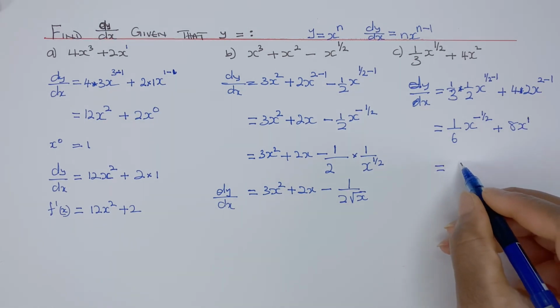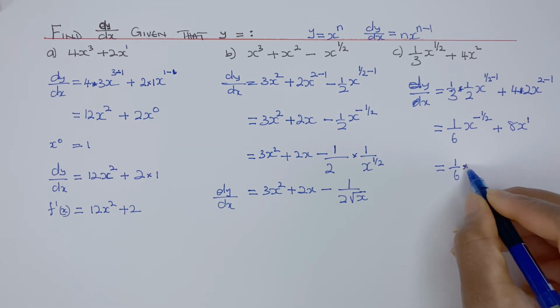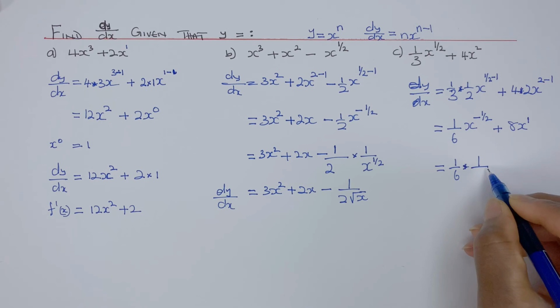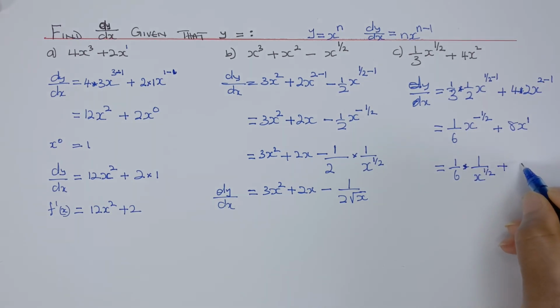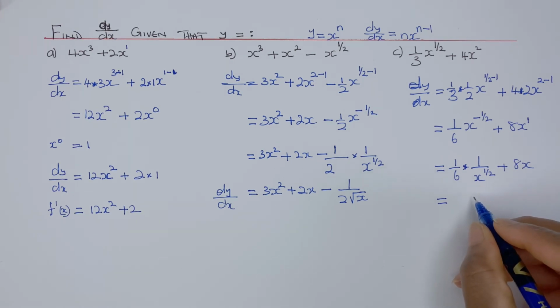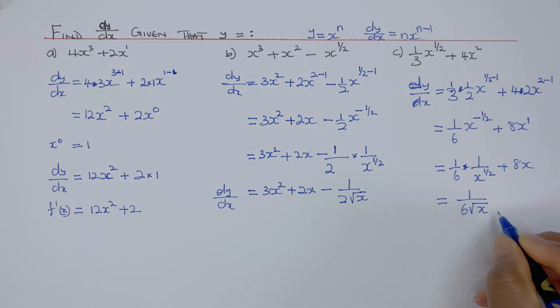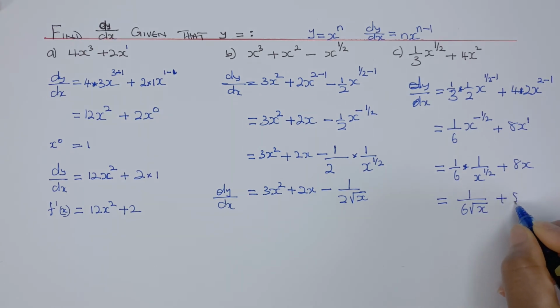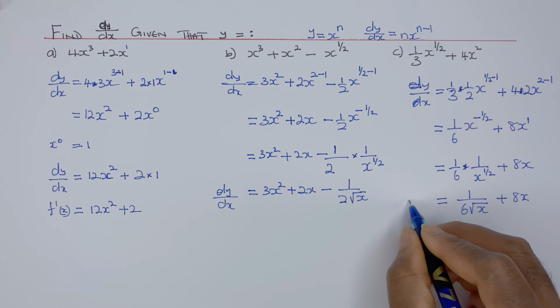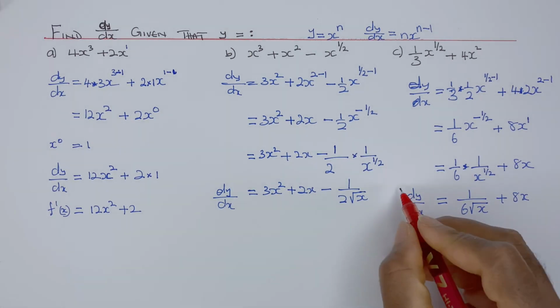And that will be 1 over 6 times 1 over x to the power a half plus 8x. And that will be 1 over 6 root of x plus 8x. So that is dy/dx. And those are the answers.